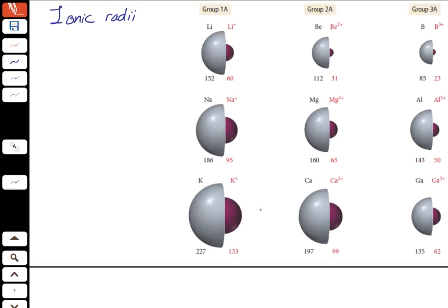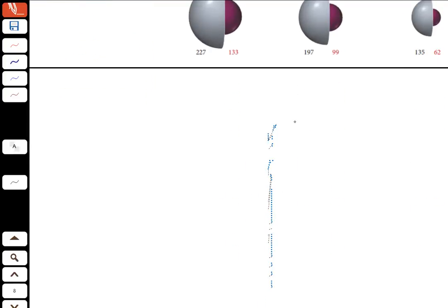So what do you expect to happen with anions? If the cations are becoming smaller when they lose their electrons, what do you expect anions to do? Yeah, they're going to get bigger. So as we're adding electrons to atoms, those electrons are going to have a decreased nuclear charge than what they're used to. And so you're going to end up getting larger ions there. And so you can see that here.